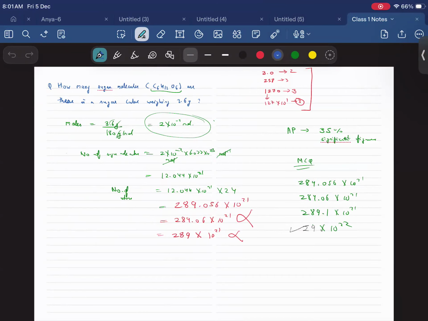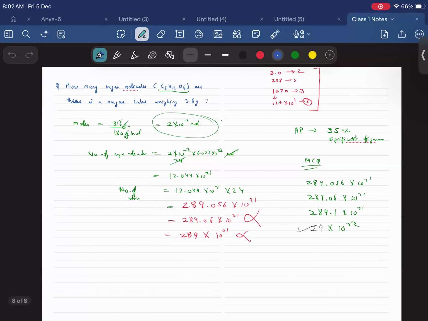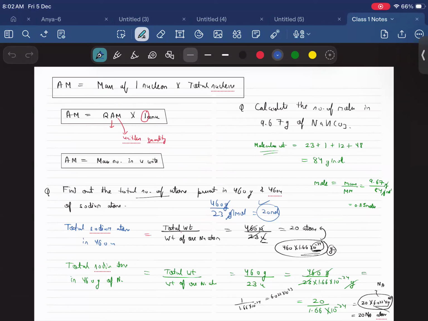So till yesterday, till the last class, we have covered this question, sugar cubes one, and okay.